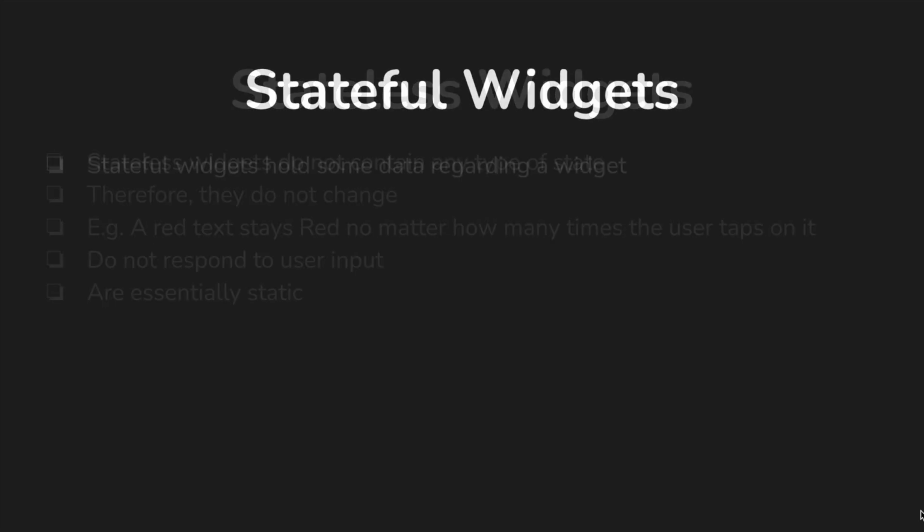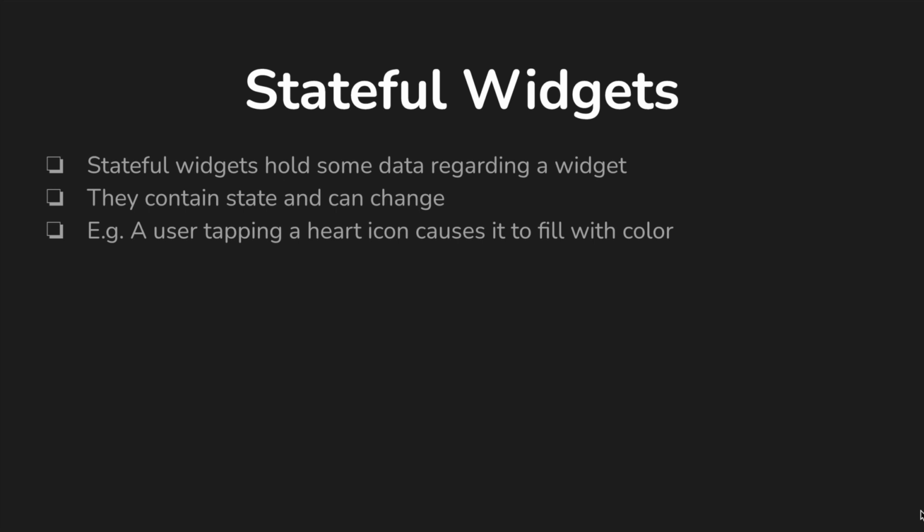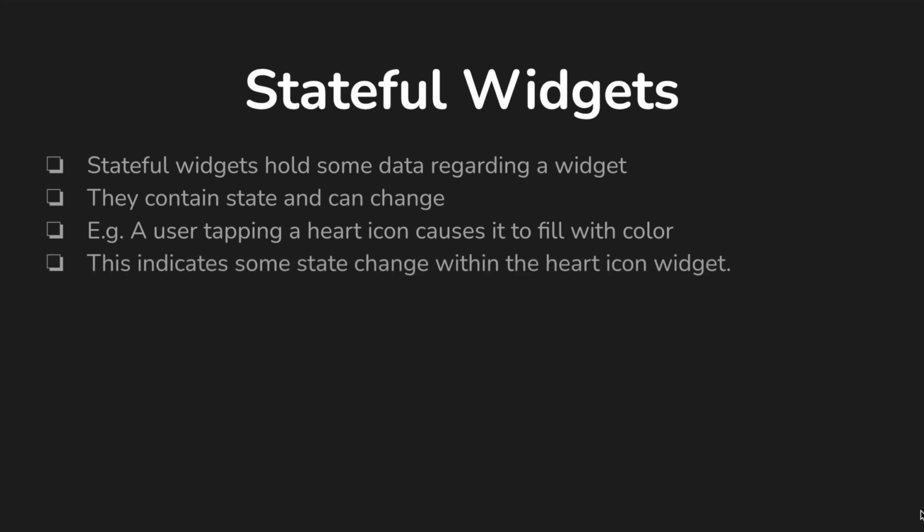What are stateful widgets then? Stateful widgets hold some data regarding a widget. They contain state and therefore they can change. They can update the state. For example, a user tapping a heart icon causes it to fill, maybe with the color red, to say that now something has changed in the state. This indicates some state changes within that particular icon, so that icon had to be re-rendered. Therefore, a stateful widget is capable of responding to user input, and the Flutter framework achieves this by essentially rebuilding or repainting the UI at that point.